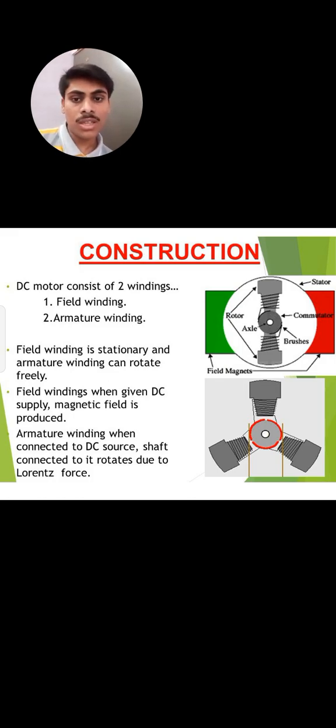The field winding is stationary and the armature winding can rotate freely. The armature winding is freely rotating and the field winding is stationary. When a DC supply is given to the field winding, a magnetic field is produced, and the armature winding is connected to the direct current source and shaft, so it rotates due to the Lorentz force. That is called the construction and principle of a DC motor.